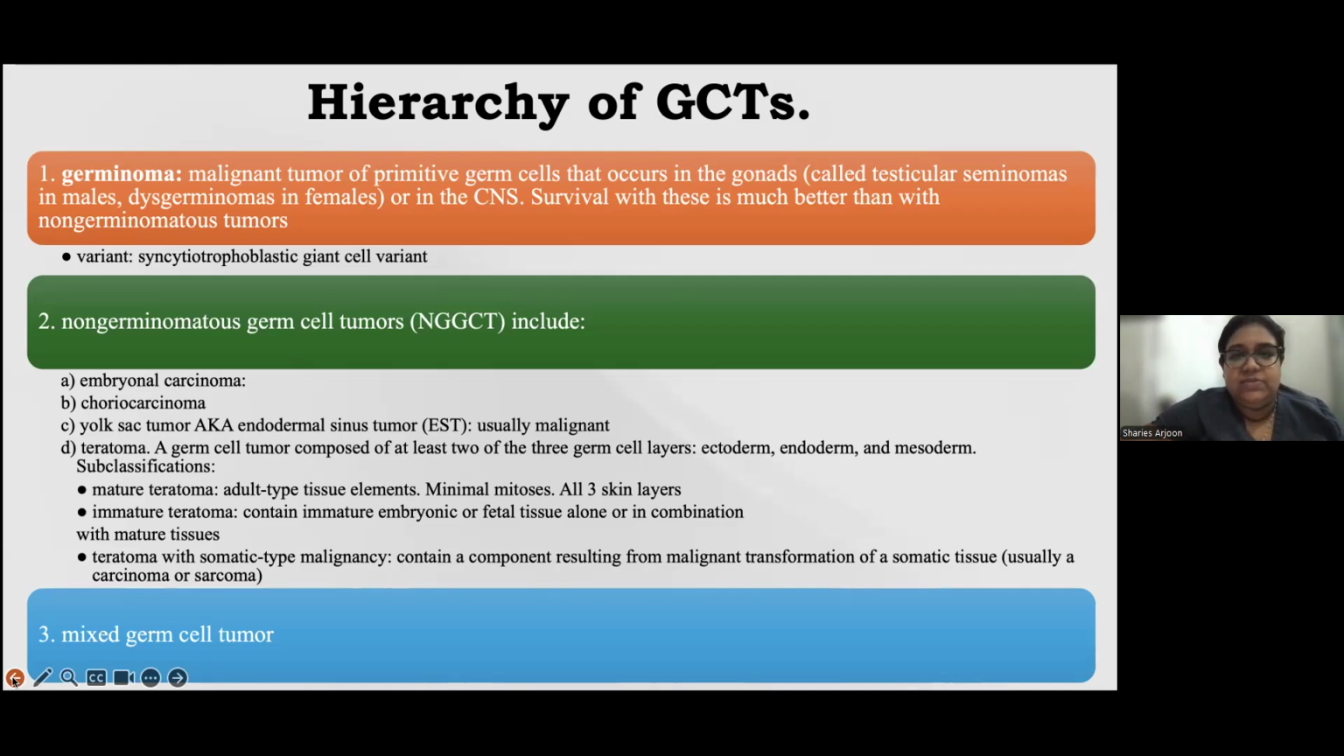With non-germinomatous germ cell tumors, they include the embryonal carcinomas, choriocarcinomas, yolk sac tumors, which are also known as endodermal sinus tumors, which are usually malignant, and teratomas, which is a germ cell tumor composed of at least 2 or 3 germ cell layers, the ectoderm, endoderm, or mesoderm. There are subclassifications of teratomas: mature teratomas, which are adult-type tissue elements with minimal mitosis and involve all 3 germ layers; immature teratomas, which contain immature embryonic or fetal tissue alone, or in combination with mature tissue; and teratomas with somatic-type malignancy, which contain a component resulting from malignant transformation of somatic tissue, usually a carcinoma or a sarcoma. And then there are the mixed germ cell tumors, which we would go through.